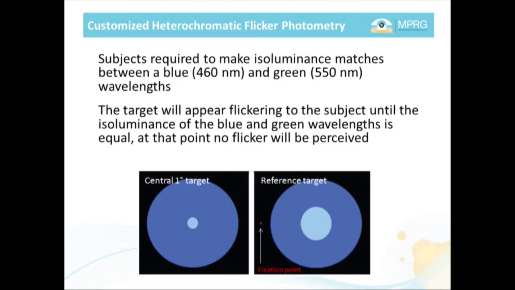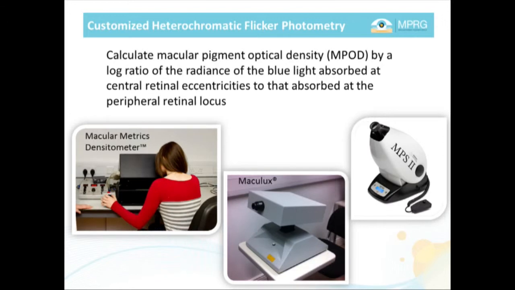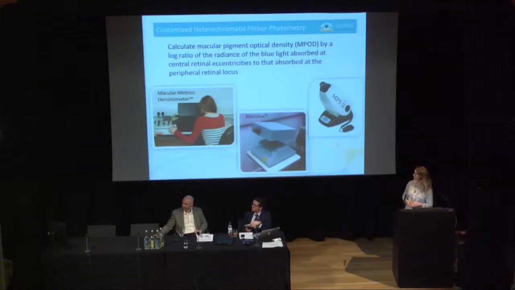And we take that radiance measurement of the blue, and we calculate the log ratio of the radiance of the blue light absorbed at the macula to a peripheral reference point. And then these are some of the devices. This is our research device. This is its baby brother, which is a more clinical, easier to use, faster. And this is the MPS, which is also downstairs.